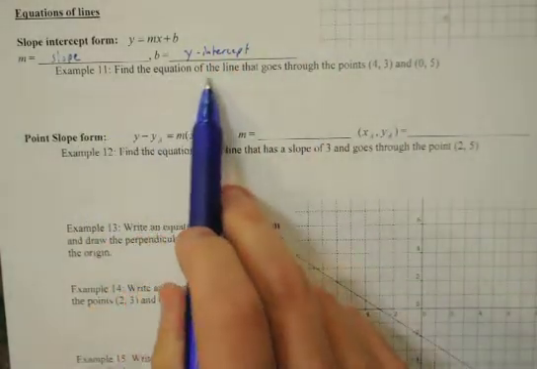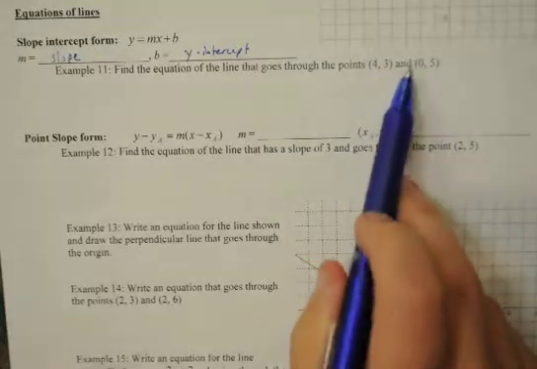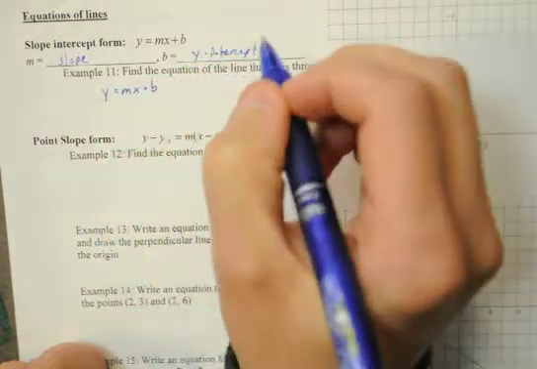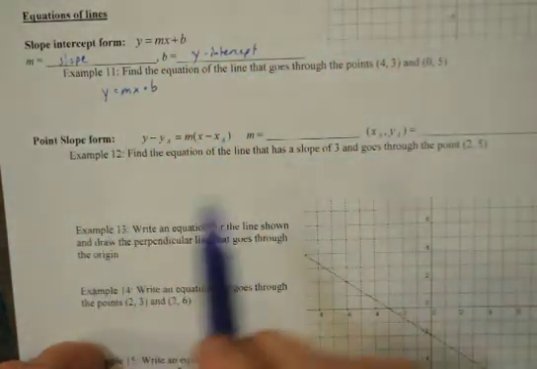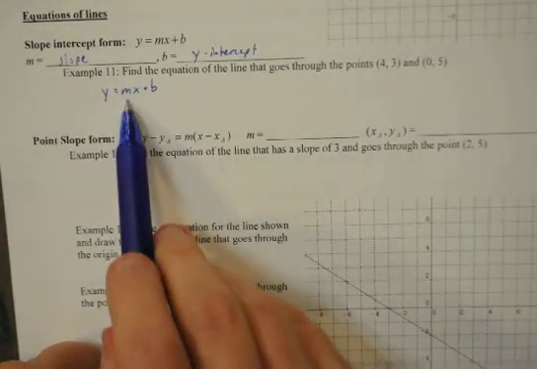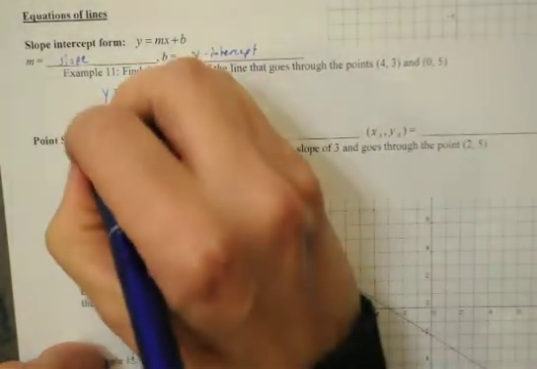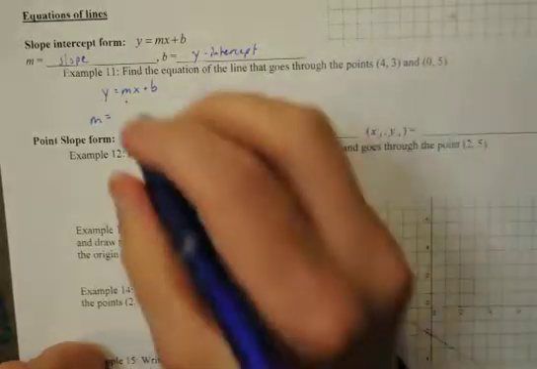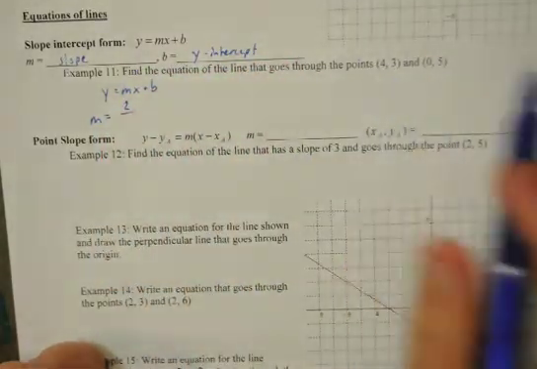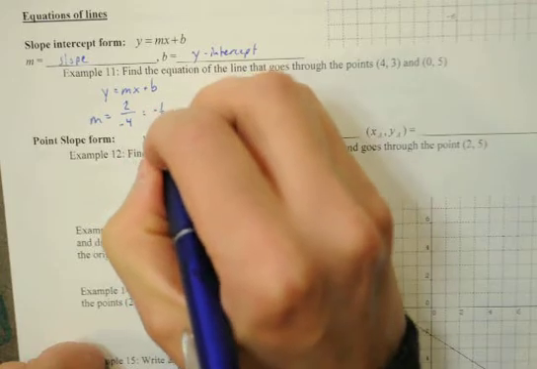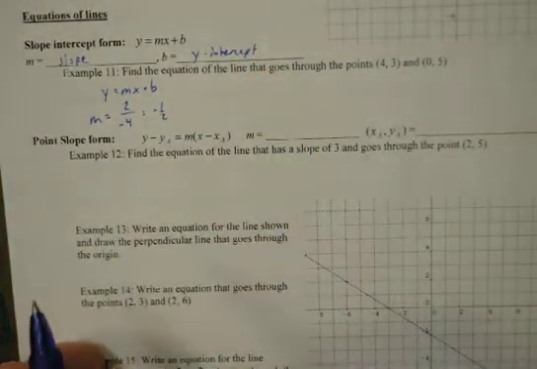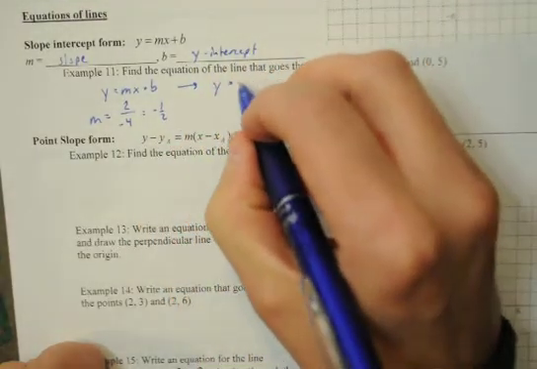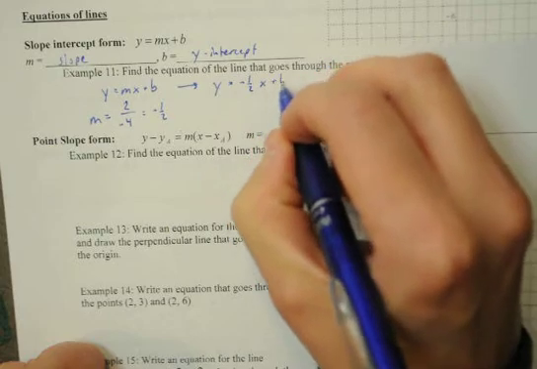So, example: find the equation of the line that goes through these 2 points. We can start with y equals mx plus b and plug in as we go. Do we know the slope? Sure, let's find the slope. The slope is 5 minus 3, which is 2, over 0 minus 4. So negative 1/2. Either way you go, you're getting negative 1/2. So our equation now turns into y equals negative 1/2 x plus b.